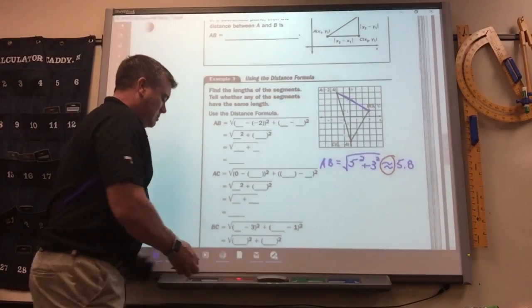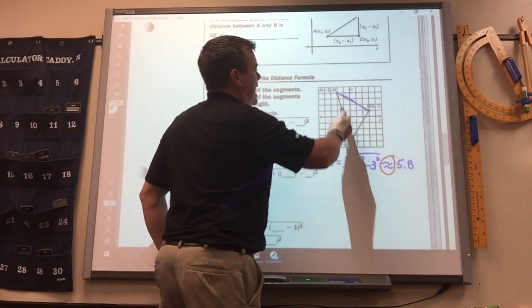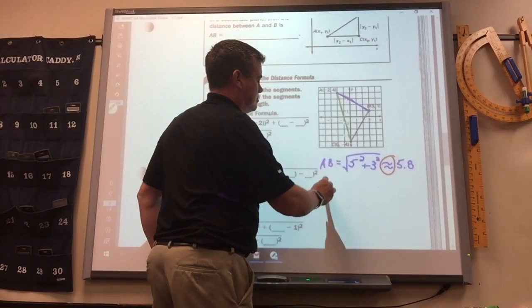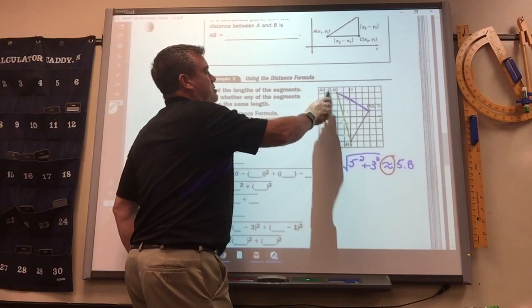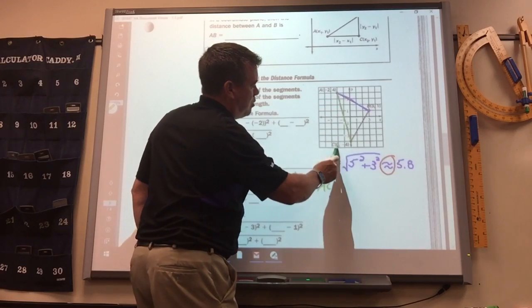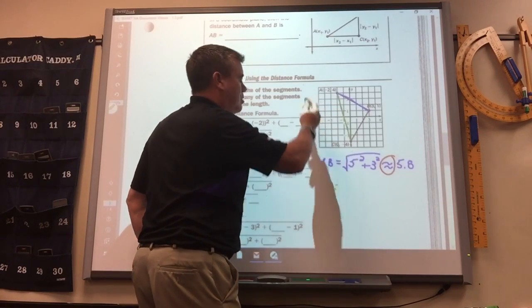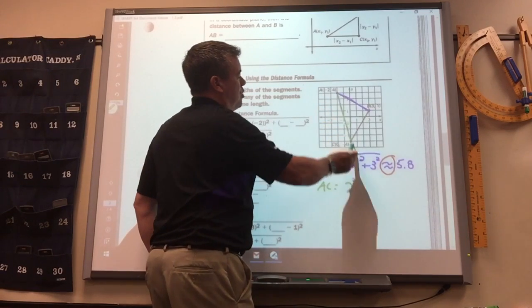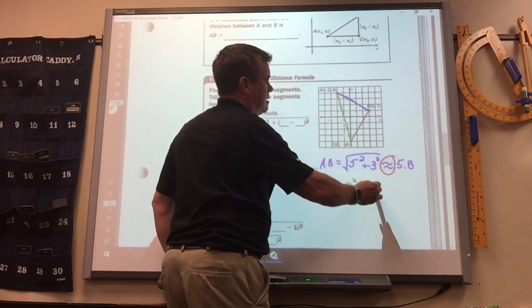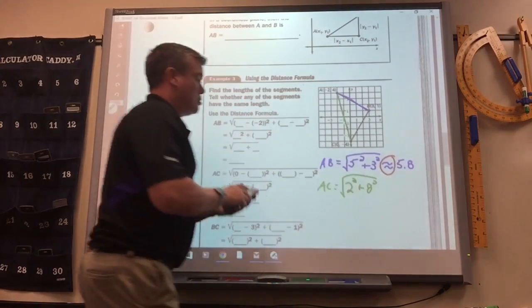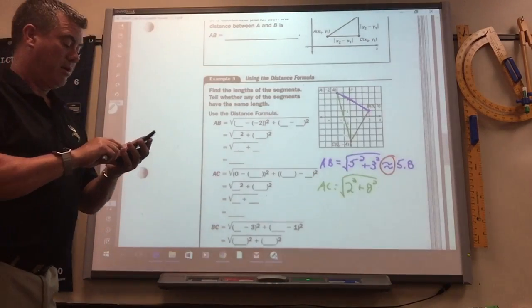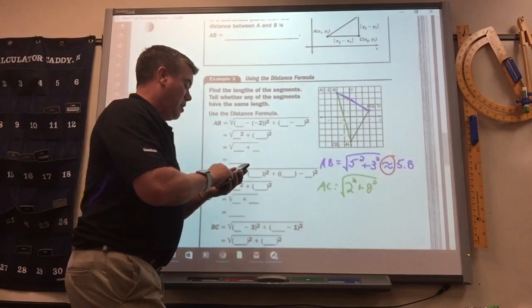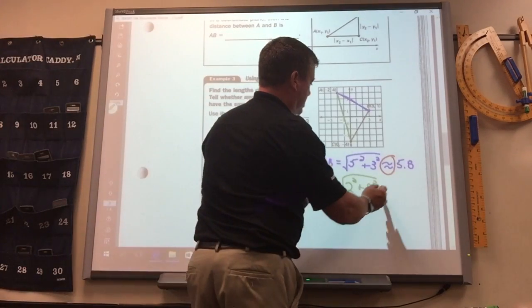Then A to C. x minus x, -2 take away 0 is -2. Again, drop the negative off, squared. Plus 4 take away -4 is 8 squared. And you square root it. And that rounds to 8.2.